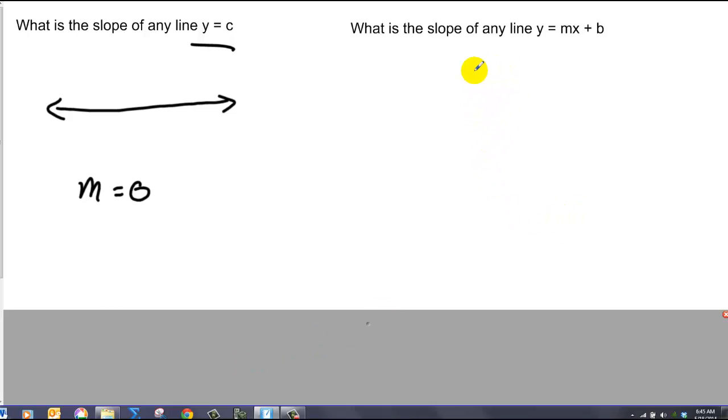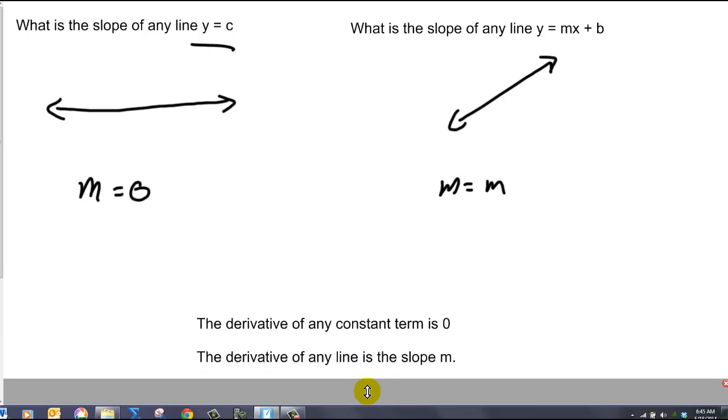If I have any line in the form y equals mx plus b, we know that our slope of any linear function is just the m. The slope is the slope. So therefore we can state that the derivative of any constant, here's my constant, is going to be 0, and the derivative of any line is just the slope m, which we knew.